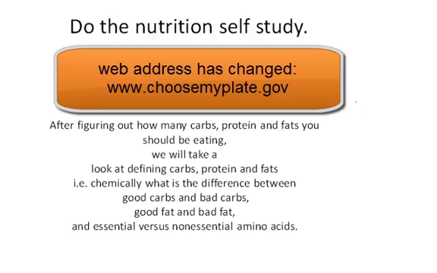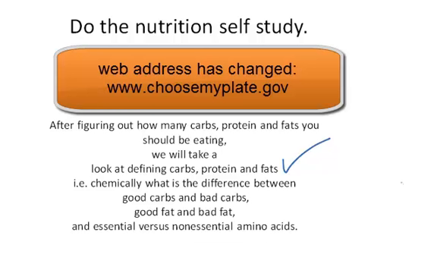Okay, and so what you're going to do when you do this nutrition self-study, following the guidelines in the handout that I made for you, after you figure out how many carbs, proteins, and fats you should be eating, then for the rest of the unit here, we're going to take a look at defining, what do these words mean, carbs, proteins, and fats. And chemically, for example, what's the difference between good carbs and bad carbs, or good fat and bad fat, or essential versus non-essential amino acids.